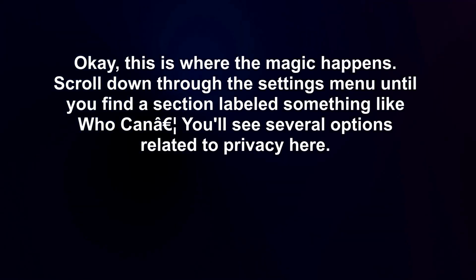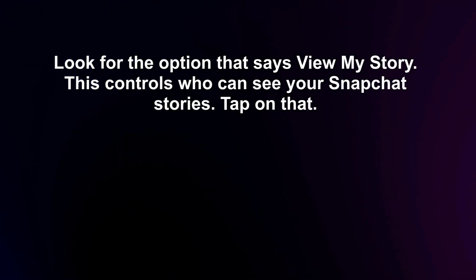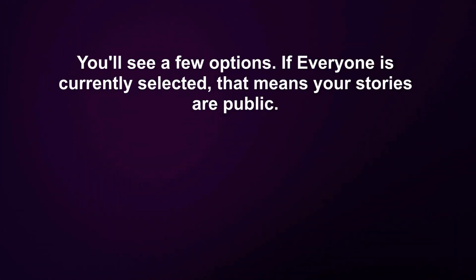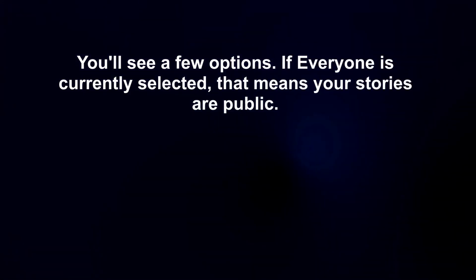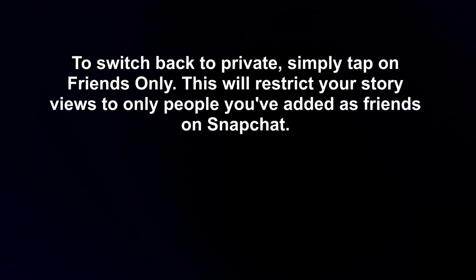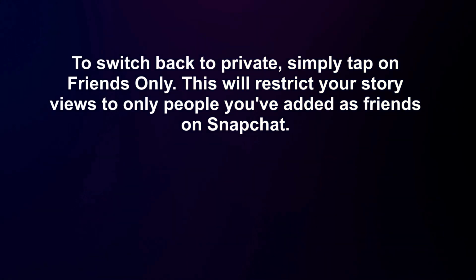You'll see several options related to privacy here. Look for the option that says View My Story. This controls who can see your Snapchat stories. Tap on that. You'll see a few options. If Everyone is currently selected, that means your stories are public. To switch back to private, simply tap on Friends Only. This will restrict your story views to only people you've added as friends on Snapchat.